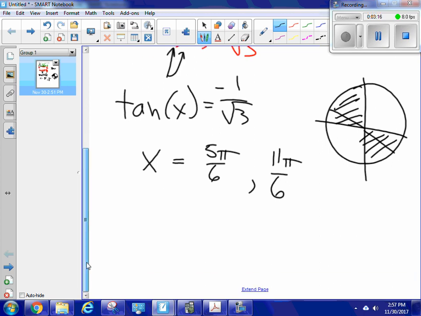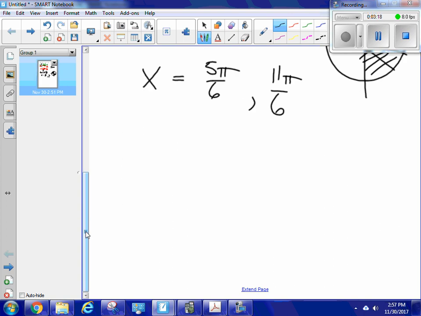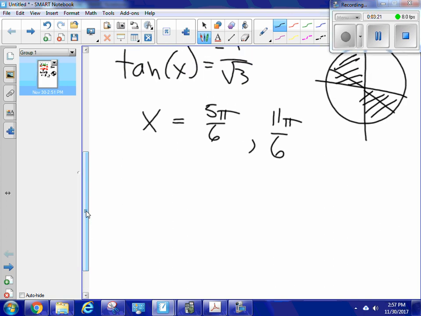I'm going to write that a little bit differently though, because right now I need to identify every single possible answer. So I'm going to write x is equal to 5 pi over 6 plus pi k. The pi k represents the period of the tangent function, pi, and k is an integer. I'll write that over here. k equals any integer.